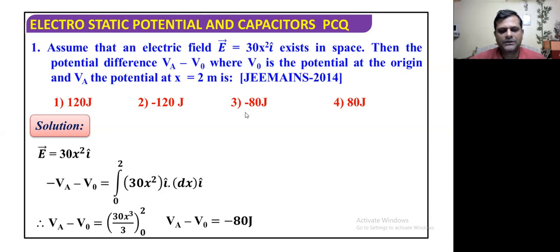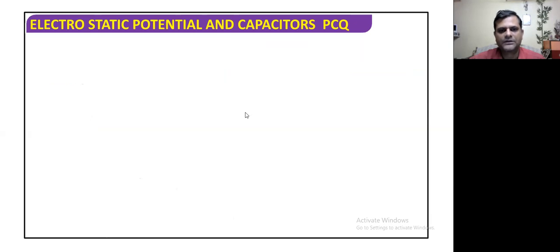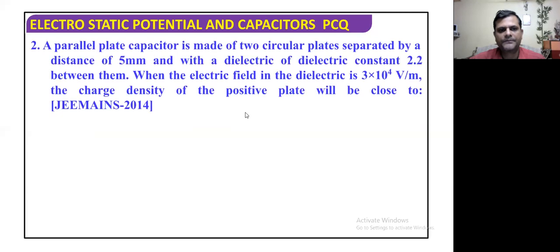I just said that the minus sign should be there, on the left-hand side of the answer. So because of that minus sign it became minus 80 joule actually. So we can select this third option as the correct one. Just go to the next one.